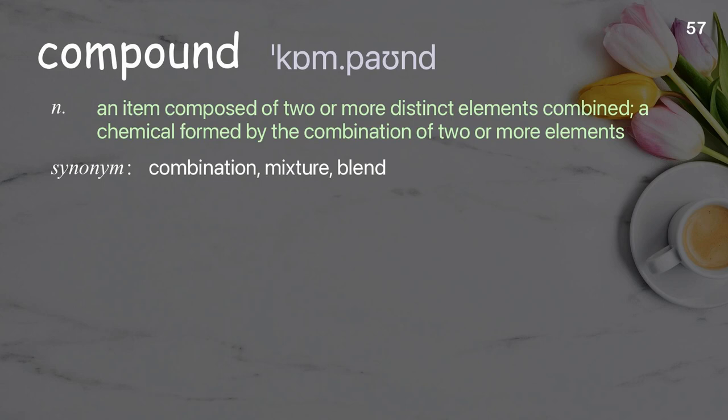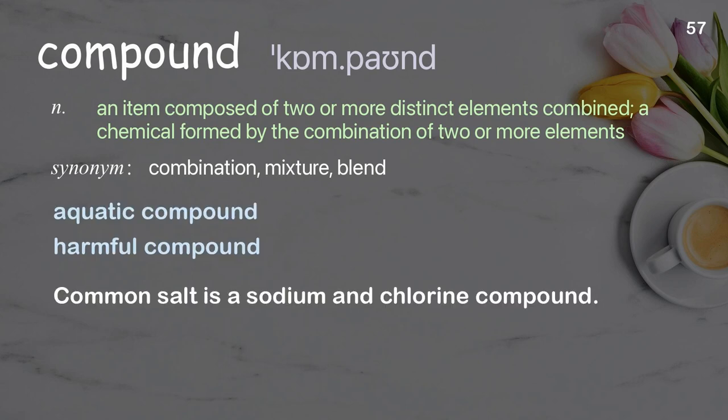Compound. An item composed of two or more distinct elements combined, a chemical formed by the combination of two or more elements. Examples: aquatic compound, harmful compound. Common salt is a sodium and chlorine compound.